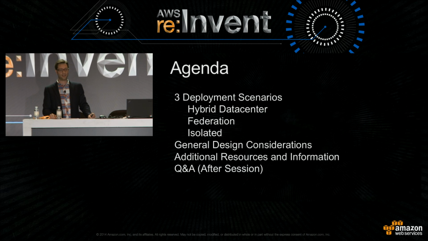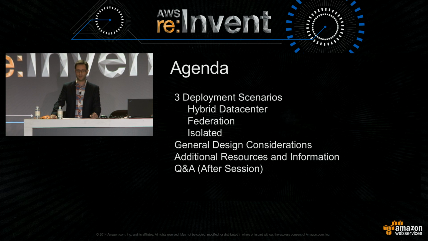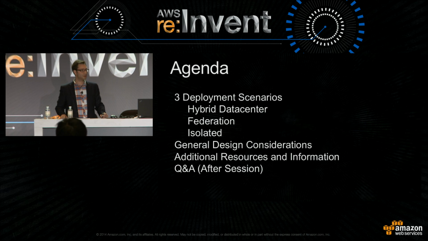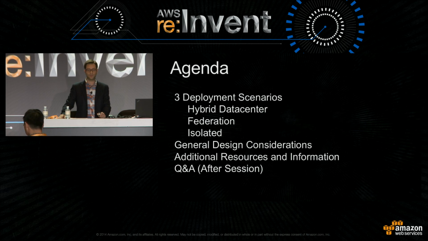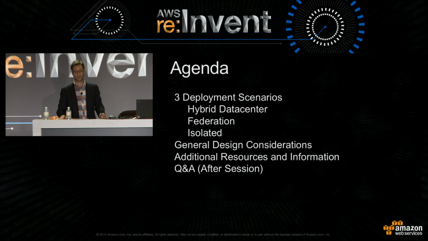So our agenda today is going to look at several deployment scenarios, to start with a hybrid data center. Then we'll move to federation, and then an isolated deployment. Once we've talked through some usage patterns, we'll work through some general design considerations, things that I think are really important for deploying a healthy Active Directory in AWS. Finally, we'll shoot through a couple additional resources and further information for your own self-study and guidance. And then Q&A will, I think, be in the hallway after the session.